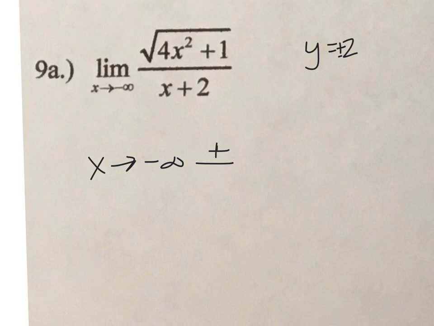And then the denominator, as x gets more and more negative, the sign of the denominator is going to be negative. So now we have a ratio that is a positive divided by a negative, which of course would be a negative result. So what that tells us then is that as x approaches negative infinity, on the left end of this graph, the graph of this function is approaching negative 2. So we will say the limit as x approaches negative infinity of the square root of 4x squared plus 1 over x plus 2 is equal to negative 2 for our final answer.